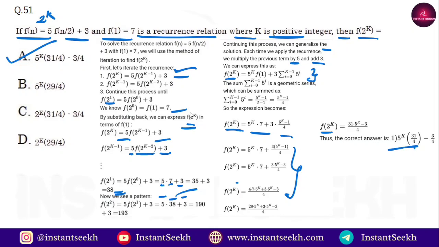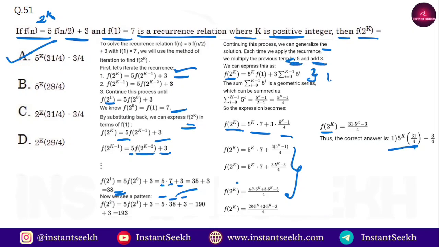You can pause the video and go through the steps one by one. First, we iterated the recurrence, and after that, instead of n, we substituted 2 raised to k and performed the iterations again. We found a certain pattern: whatever output we are getting, that particular term is multiplied by 5 and then 3 is added.